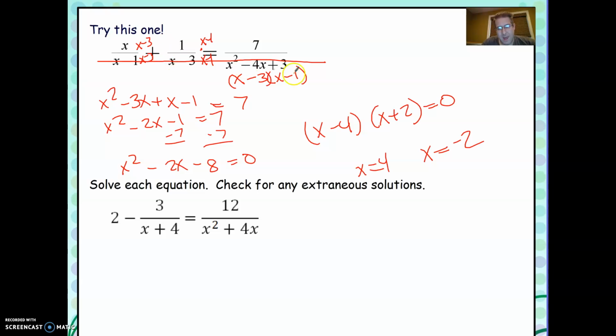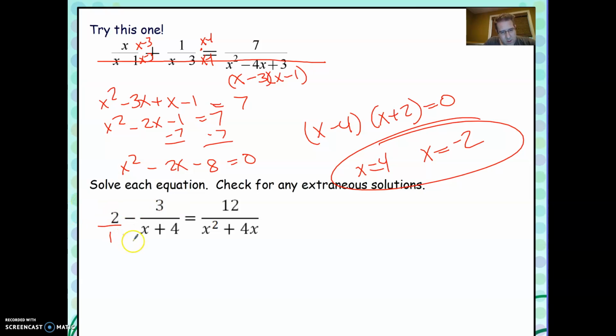Now, I want to once again check to make sure that that's not extraneous. So 4 works here, x minus 1 and x minus 3, those are both right. Okay, so it looks like negative 2 is not going to be a problem either, so it looks like both of them are real solutions. All right, and I'm going to do one more.